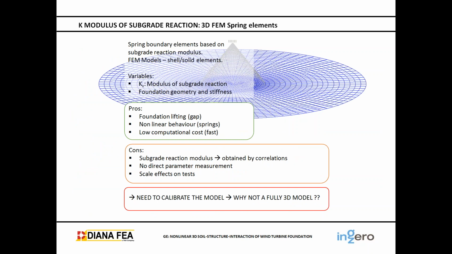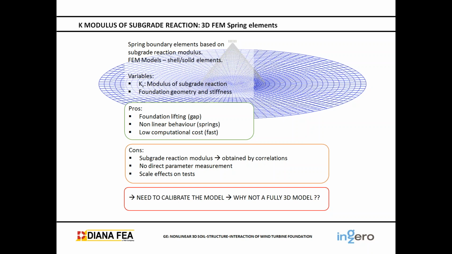On the methods that use the modulus of subgrade reaction, we introduce spring boundary elements which are based on that subgrade reaction modulus. We can either use shell or solid elements. The variable we introduce is the modulus of subgrade reaction and the foundation geometry. In these methods, we can include the stiffness of the foundation itself.